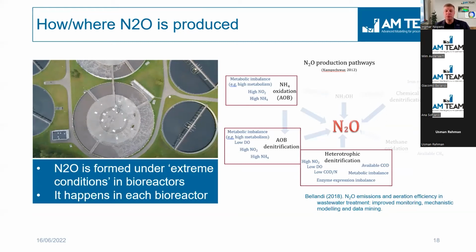But what do I mean by that? When there's actually a metabolic imbalance. So for example, if you have high levels of oxygen or low levels of oxygen or high levels of nitrites or ammonia, that's typically when the pathways for N2O production are being triggered. And what we will show here is that this can happen, and actually happens, in most of the bioreactors.